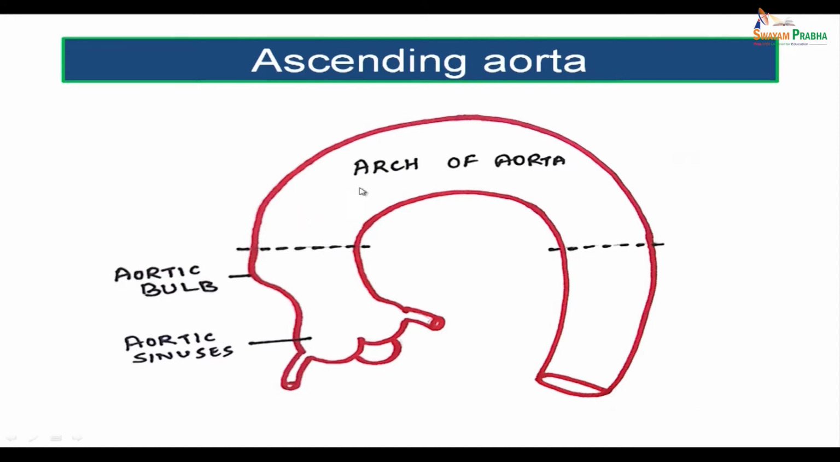The ascending aorta continues as the arch of aorta, and this is at the level of the sternal angle, which is towards the right side, the second costal cartilage. The arch of aorta and junction between ascending aorta and arch of aorta is to the right side of the sternal angle at the level of second costal cartilage. So, it extends from the third costal cartilage to the second costal cartilage.